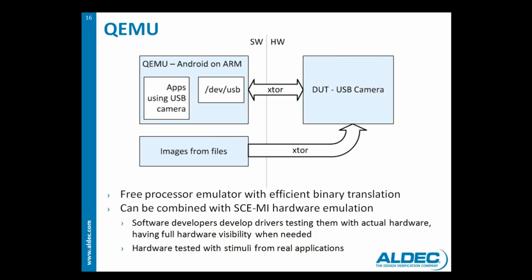So next thing is a quick emulator, which is QEMU, used as a processor emulator with efficient binary translation. Here you can emulate any processor like ARM or Intel, along with peripherals such as network interface card or USB interface. So having this, you can tell the software developer that you are ready with the design. You can test the drivers on the design.